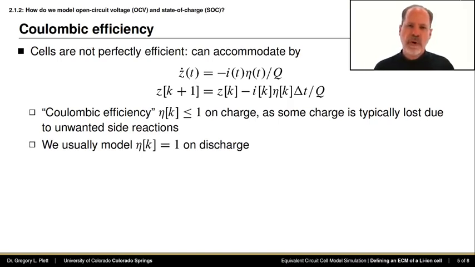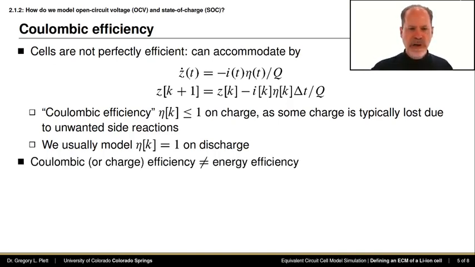On the other hand, when we're considering discharge, we usually model the efficiency as exactly equal to 1. For some technical reasons, it may be possible for the cell not to be perfectly efficient on discharge, but it's sufficient in our models to capture the overall inefficiency on charge only for the purposes that we have in a battery management system. And that vastly simplifies the process for determining the value of this Coulombic efficiency value.